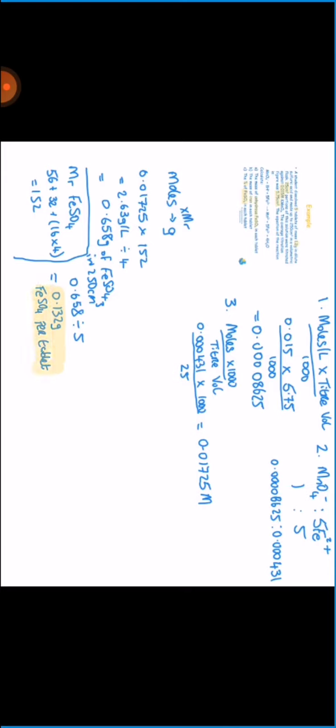So let's move on now to part B. So part B asks me to find the mass of iron in each tablet. So I know that there is 0.132 grams of iron sulfate per tablet. So I need to see how much iron there is. Now I know that my iron is 56 grams. That tells me that there is 36.84% iron in each tablet.